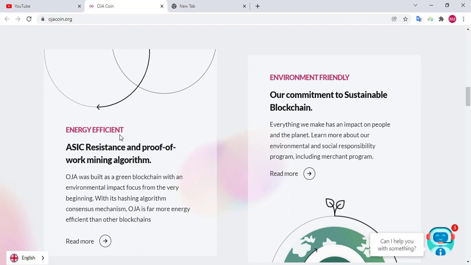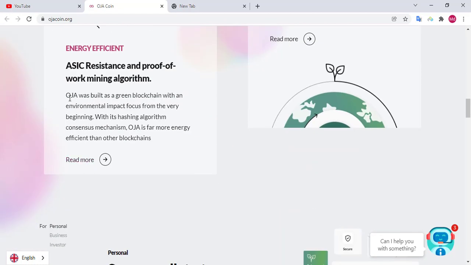Energy efficient, ASIC resistance and proof of work mining algorithm. OJA was built as a green blockchain with an environmental impact focus from the very beginning. With its hashing algorithm consensus mechanism, OJA is far more energy efficient than other blockchains. Learn more.